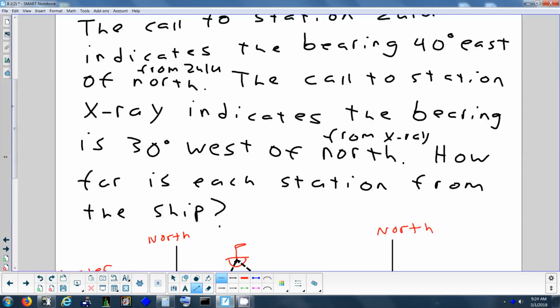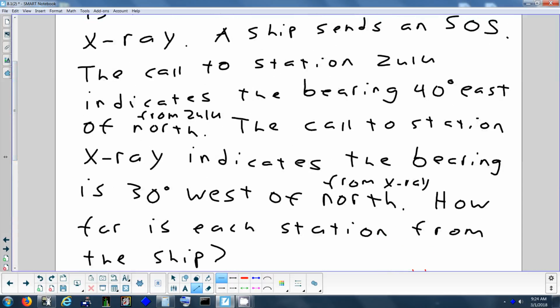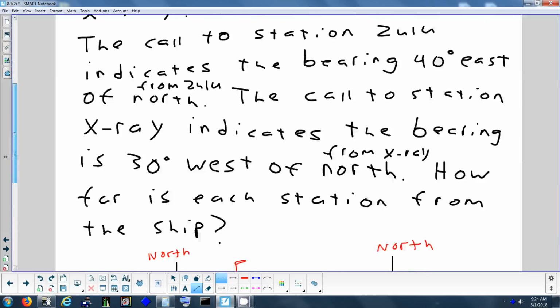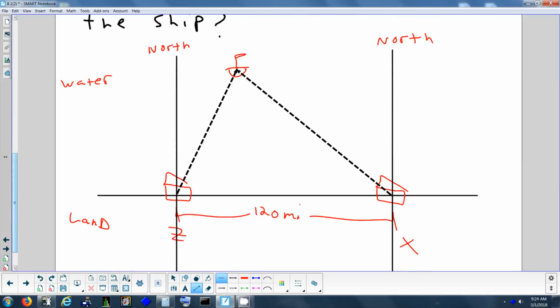Okay, so the first one says the call to Zulu comes in 40 degrees east of north. So where would I label that? From the perspective of Zulu, 40 degrees east of north. It'd be 40 degrees between the north line and your sight line. So there's your 40-degree angle. Now, is that angle inside the triangle? No. But can we figure out the one inside? If the one on the outside is 40, what would be the one on the inside? Yeah, 50. Now we're getting somewhere.